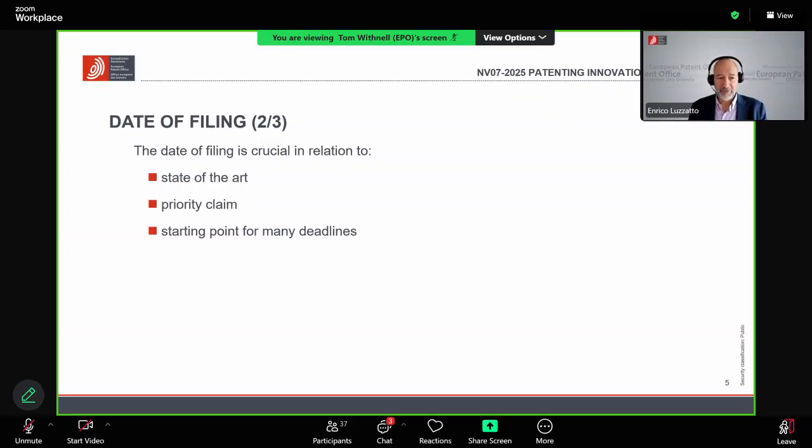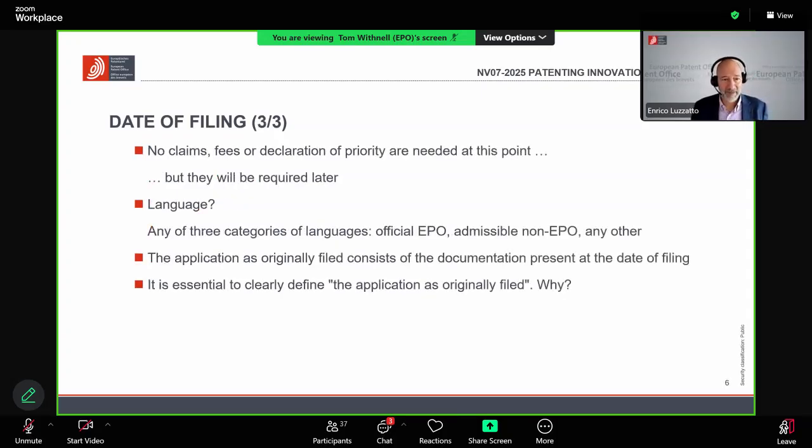Filing date is crucial for several things, defining which state of the art is relevant, priority claim, and so forth. But we've seen in the previous list something might appear to have been missing, and that is the claims. Claims are an essential part of the patent. But to obtain a filing date, you do not need the claims. Claims must be filed a little later, within 2 months.